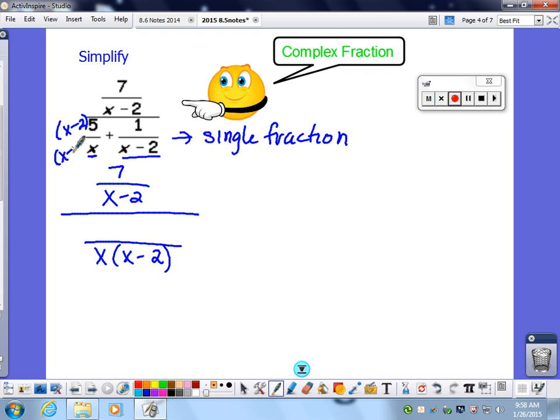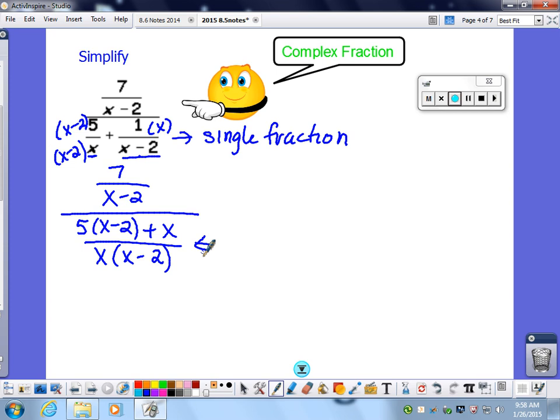All right, here I have an x minus 2. I want x times x minus 2, so I need another x. All right, cleanup time. So we're going to have 5 times x minus 2 plus 1 times x, which is x. Now I have a single fraction. This is a single fraction.